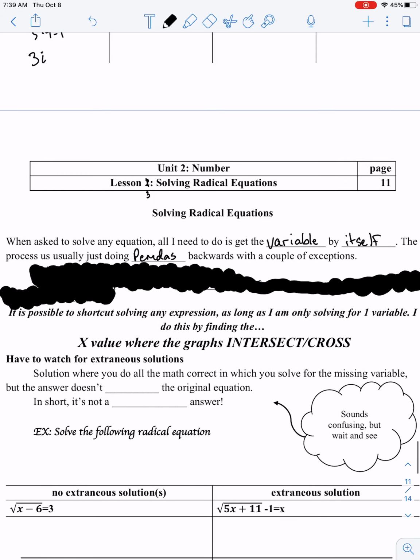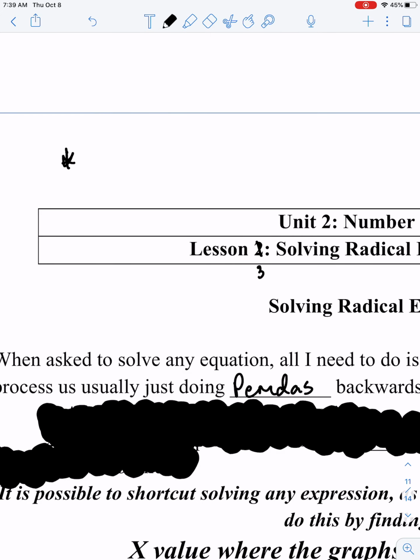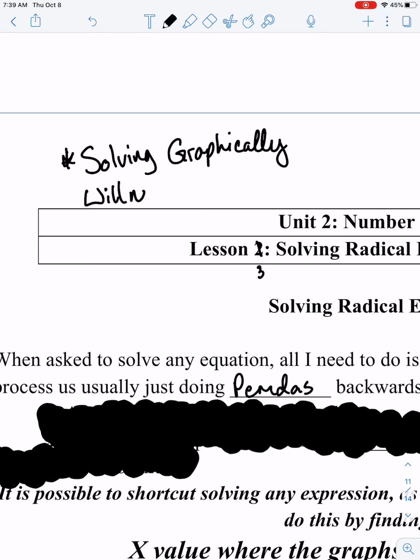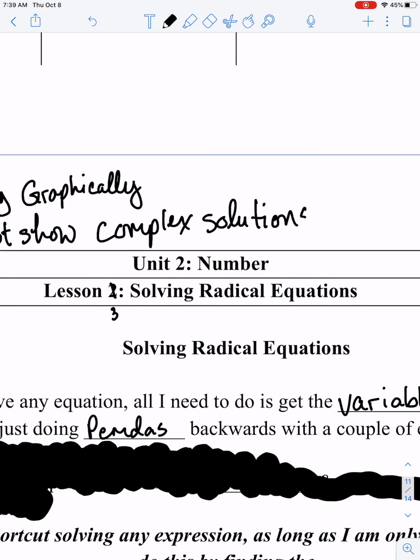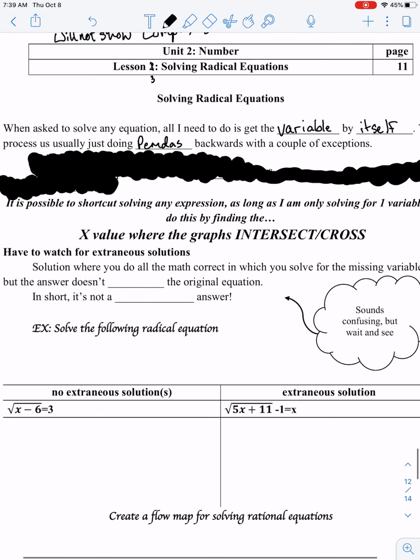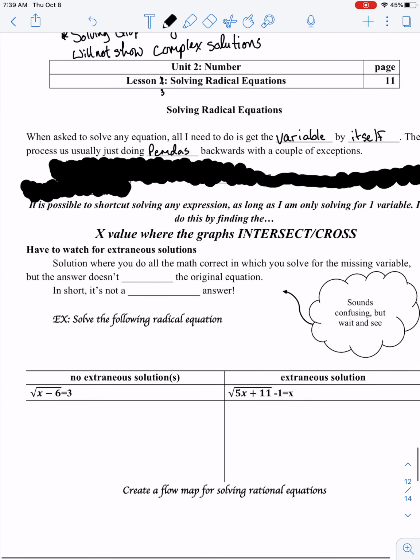So I'm going to actually put this up here at the top. Solving graphically will not show complex solutions, just because a complex number is an imaginary number. So it's there even though you can't see it. Now, again, a solution is where the graphs intersect at what x value.